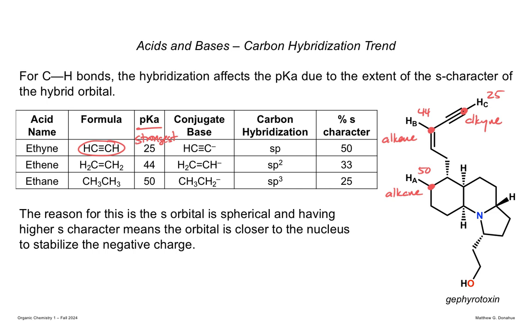And the reason that hybridization affects acidity is based on this thing called percent s character. And really what you do is for sp, there's an s orbital. So 1, and then there's 2 orbitals total. That gets you 50%. And because the s orbital is spherical and closer to the nucleus, the negative charge that's formed is better stabilized with more s character.